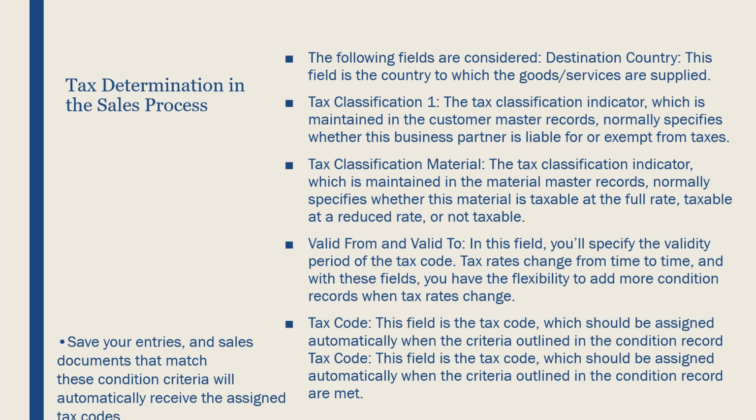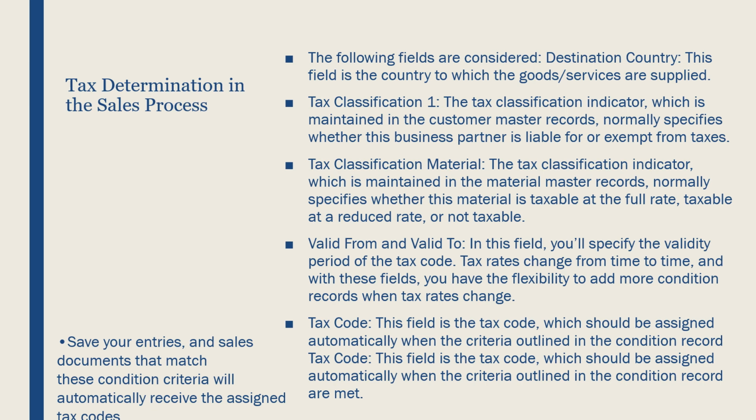The following fields are considered. Destination country: this field is the country to which the goods or services are supplied. Tax classification 1: the tax classification indicator, which is maintained in the customer master records, normally specifies whether this business partner is liable for or exempt from taxes. Tax classification material: the tax classification indicator, which is maintained in the material master records, normally specifies whether this material is taxable at the full rate, taxable at a reduced rate, or not taxable.